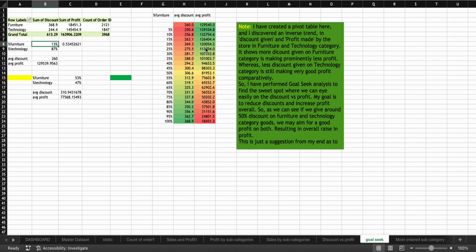So this table can definitely help to increase the profit in all the categories, as well as to even increase the sales and profit. Profit is very important for the company.